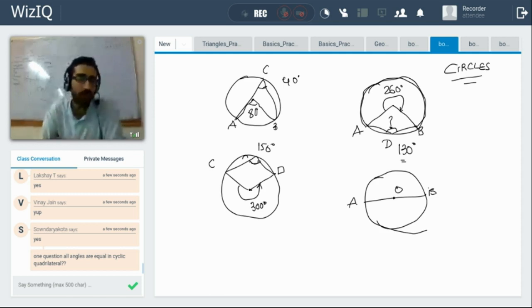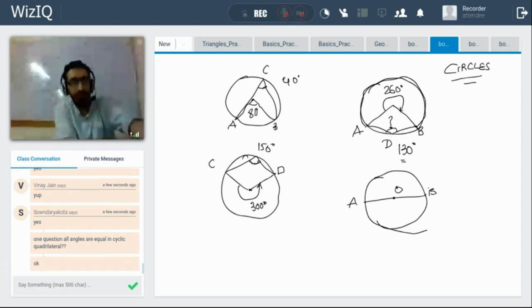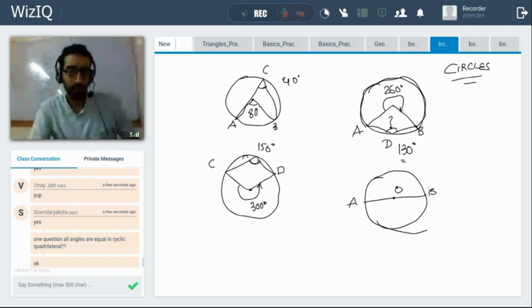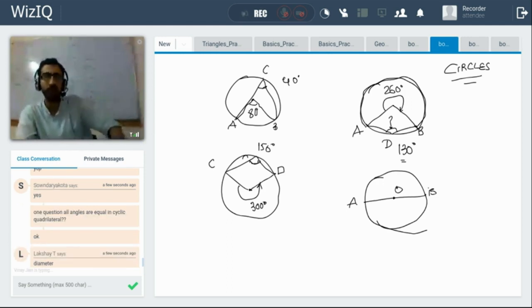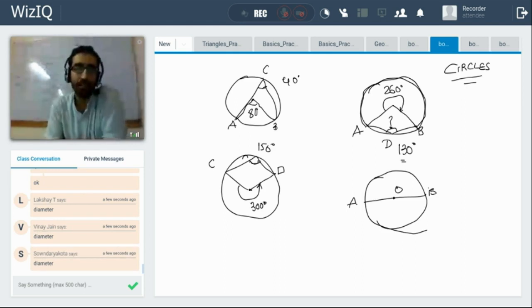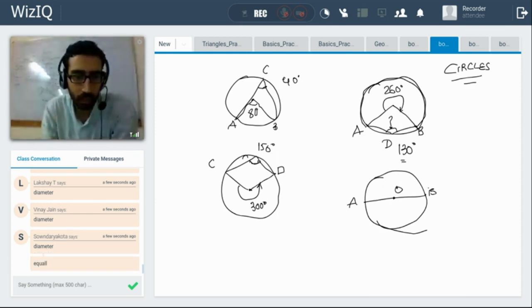we'll talk about cyclic quadrilaterals later. So AB is a straight line passing through the center. What do you call AB? What is the term used? It's a diameter. So a diameter divides the circle into two equal parts. I guess that's not new for you, you know that already.